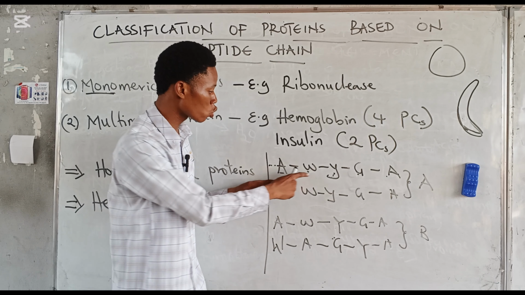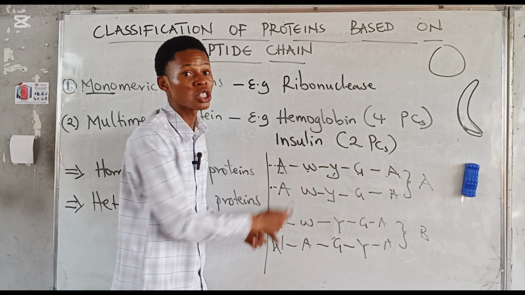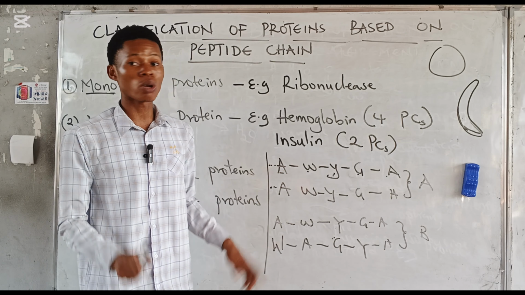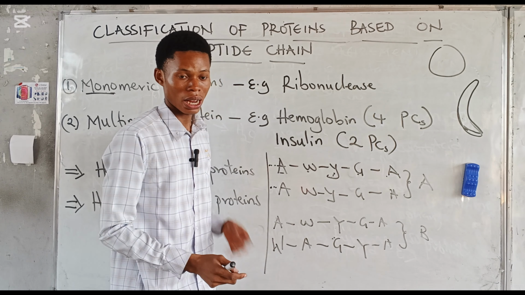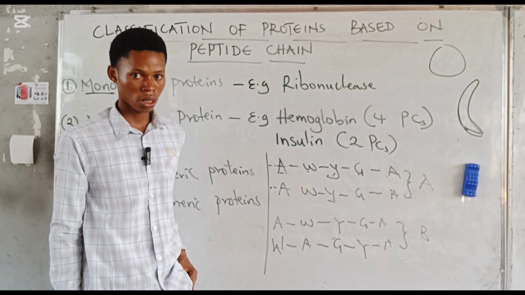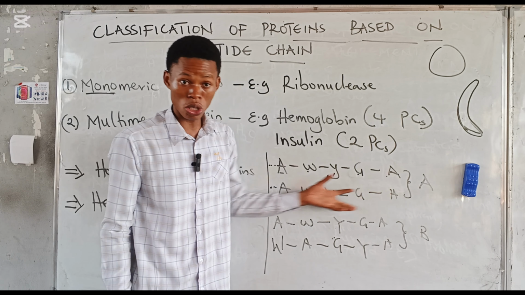Very, very important. Like this one now. If I remove this W here and put another thing here, you've changed that protein. So the amino acid sequence is very important. Now, if you look at this first polypeptide and this second polypeptide, look at the sequence. Are they the same thing? A, W, W, Y, Y. They are the same thing, right?